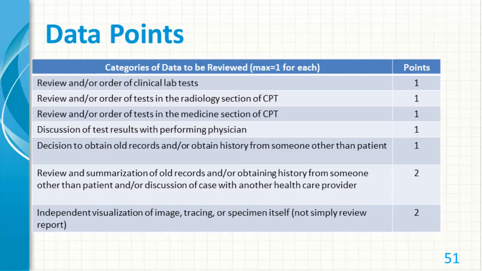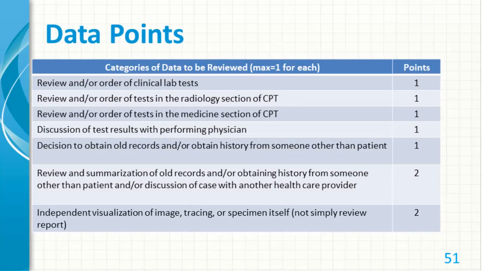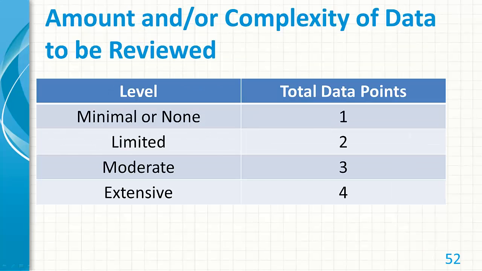The exception for some carriers is independent visualization of image, tracing, or specimen itself. If you personally visualize and interpret the EKG and the chest film, for example, some carriers will give you 2 points for each. WPS and some other carriers only just give a total of 2 points for this category. In any case, note that psychiatrists could get 2 points for visualizing and interpreting a rating scale that the patient brings in or fills out during a visit. The number of data points determines the level for the amount and/or complexity of data to be reviewed, with the highest level achieved at 4 points or more.